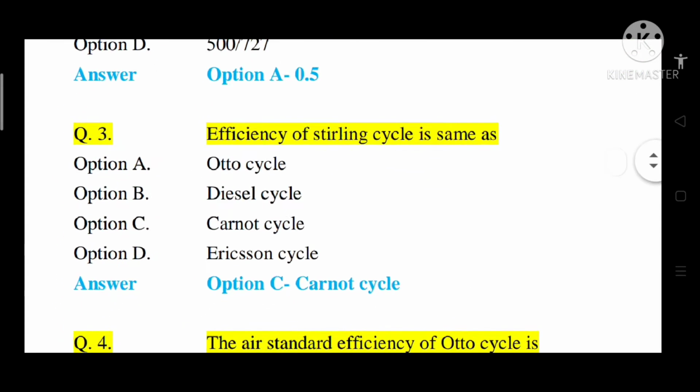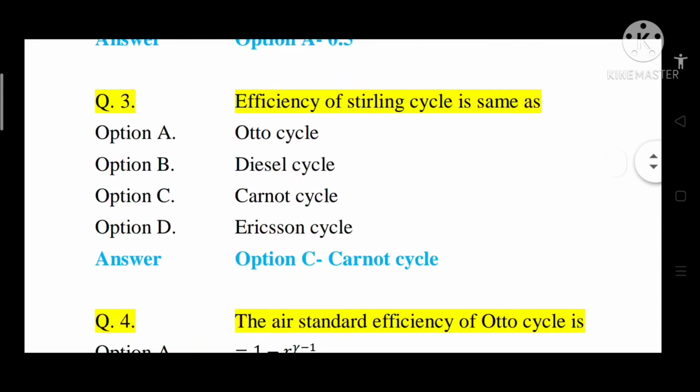Question number 3. The efficiency of the Stirling cycle is the same as what? Option A Otto cycle, option B diesel cycle, option C Carnot cycle, option D Ericsson cycle. So the correct answer is option C, that is Carnot cycle. The efficiency of the Stirling cycle is the same as the Carnot cycle.